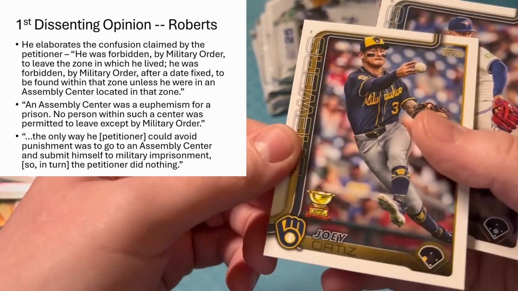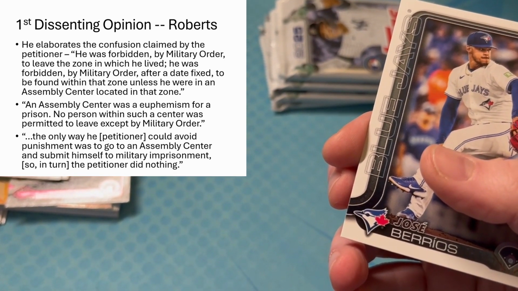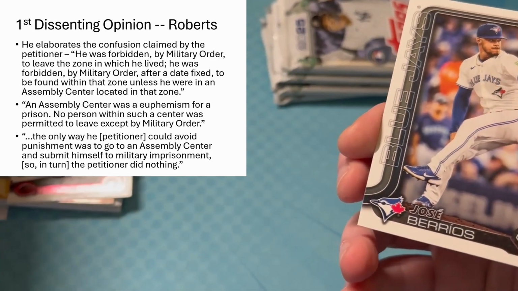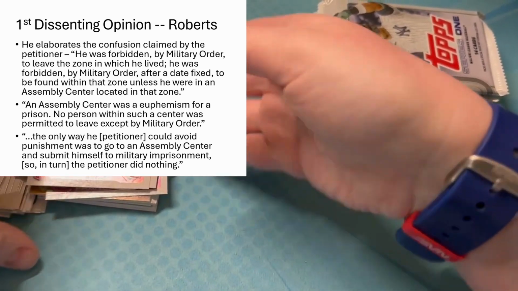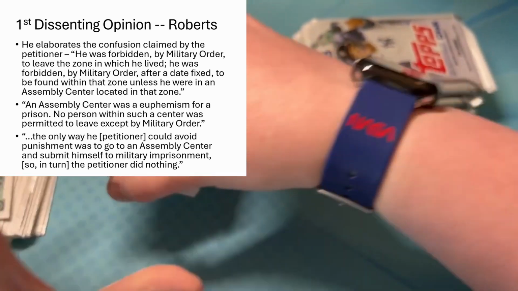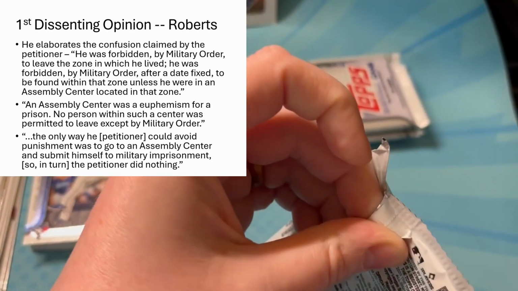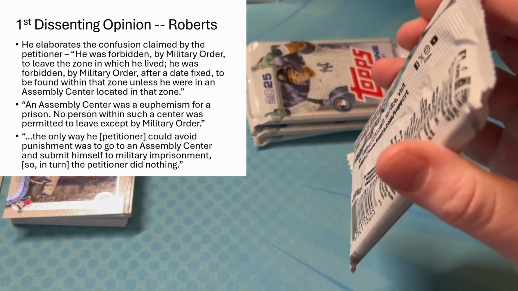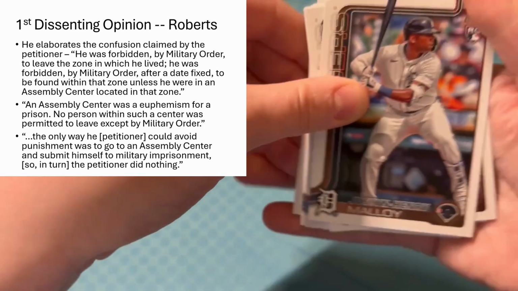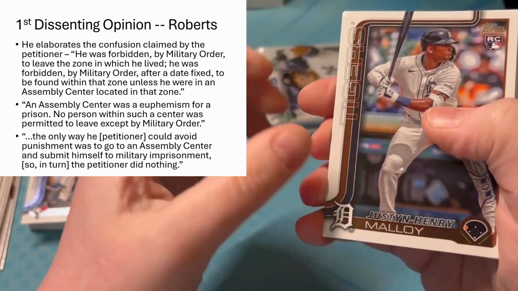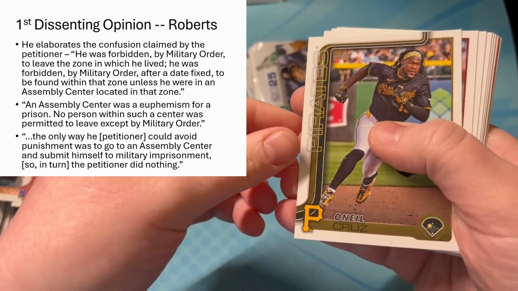He elaborates the confusion claimed by the petitioner. Quote, he was forbidden by military order to leave the zone in which he lived. He was forbidden by military order after a date fixed to be found within that zone unless he were in an assembly center located in that zone. So there was a military order that said you're not to leave. And then a couple of days later, there was another order that said you're not allowed to be there. So the first one was you're not allowed to leave, and the other one was you're not allowed to be there. Well, which is it?